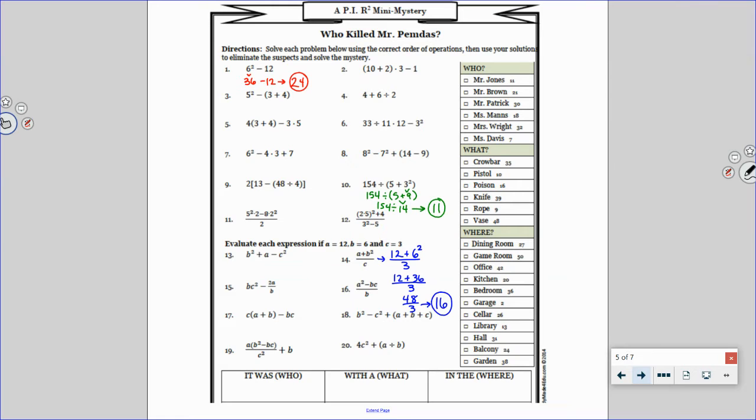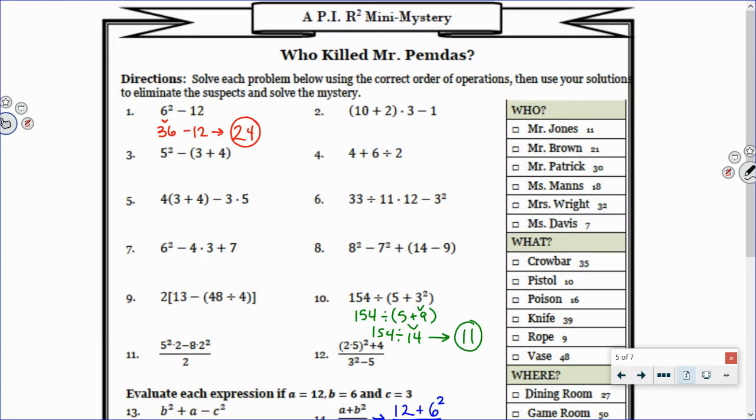So for today, we're doing a little mini mystery. So I did a couple examples for you following the order of operations. You'll see one in red, one in green, one in blue. So let's read those directions together.